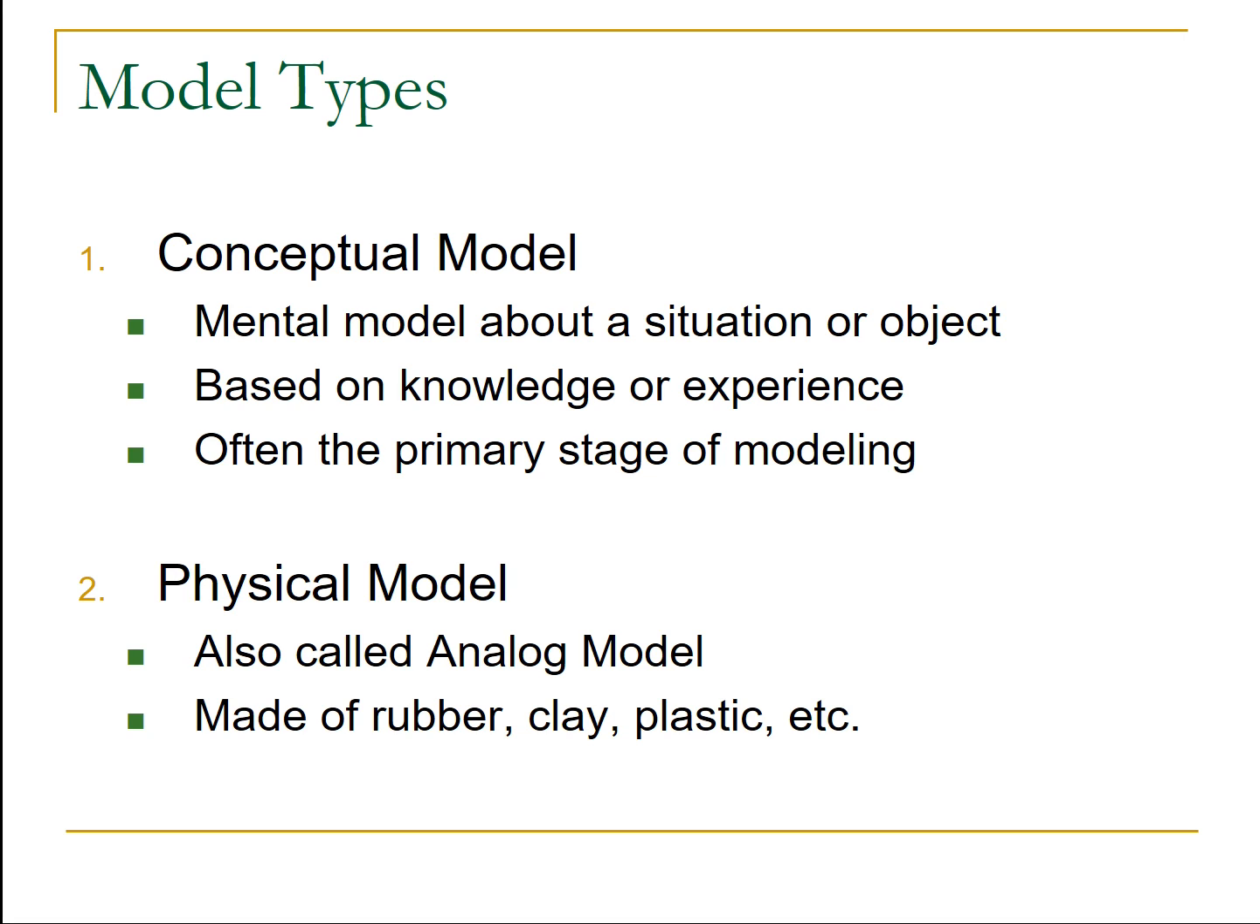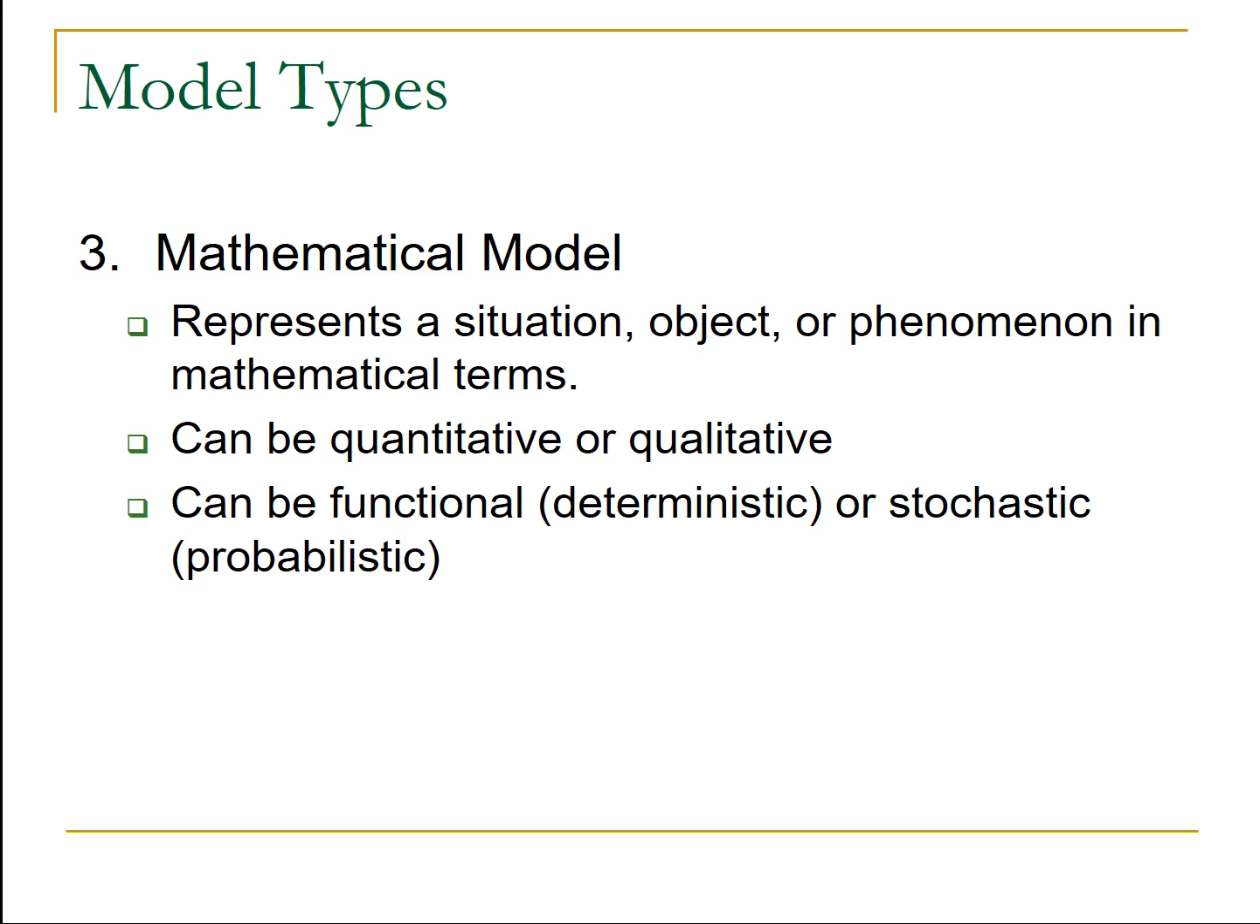Then we have the physical model, and this is also an analog model. Sometimes you have them 3D printed, made of rubber, clay, plastic, etc. This can also be a map. Right? So it's actually the physical thing that's there. It can be digital as well. So we have analog there, but it can also be digital. So that's another major one.